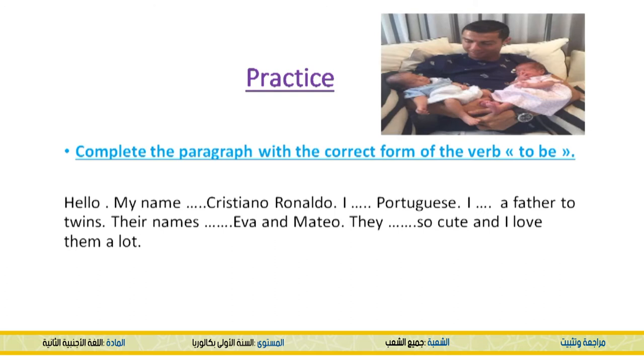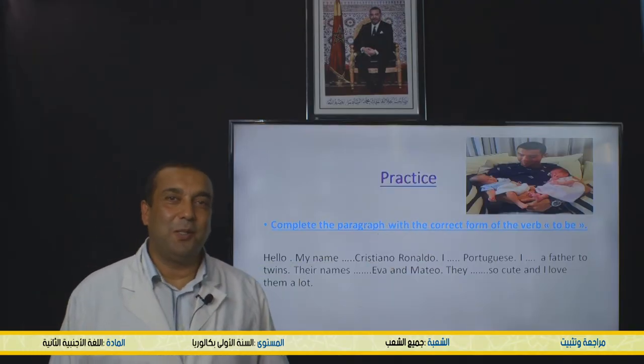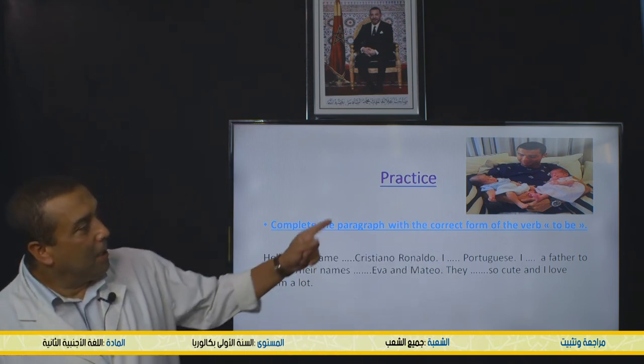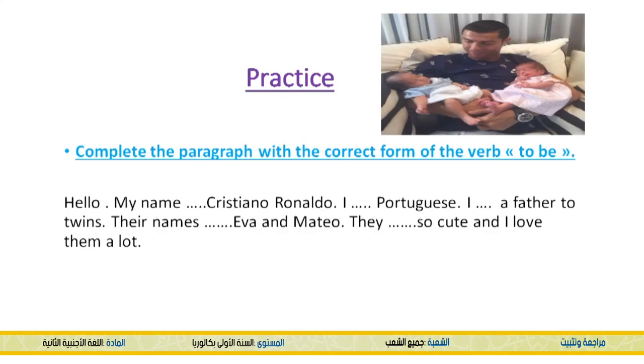What can you see in this slide? Yes, it's a picture. A picture of, yes, Cristiano Ronaldo. Right. Now here, in this picture, Cristiano Ronaldo is carrying, is holding his twins. Now look at the paragraph. I want you to read this paragraph and complete it with the correct form of to be. Right? Simple. Let's do it together.